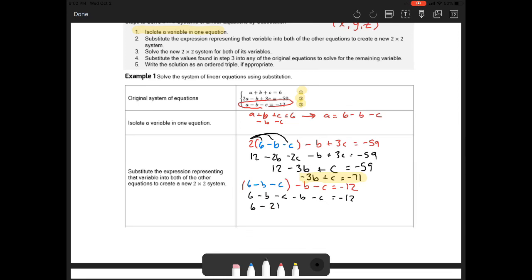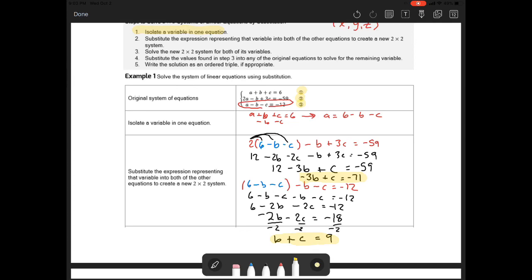So I'm going to have 6 minus 2b minus 2c equals negative 12. Then I'm going to end up with negative 2b minus 2c equals negative 18 because I'm going to move my 6 over. And then I can actually simplify this out even further. If I divide every piece by negative 2, I'm going to end up with b plus c equals 9. And that's going to be my second part of the equation.